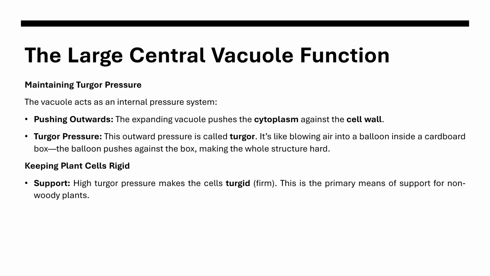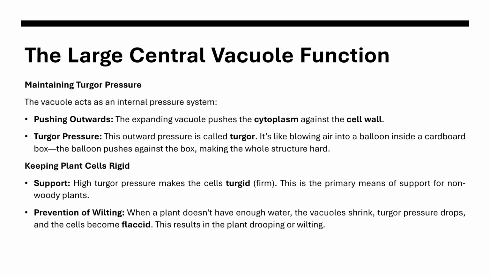When the pressure is high, we say the cell is turgid. For non-woody plants like flowers or grass, this is their primary means of support. They do not have wooden trunks like big trees or internal skeletons. They stay upright simply because every single cell is pumped full of water and pushing against its neighbors.